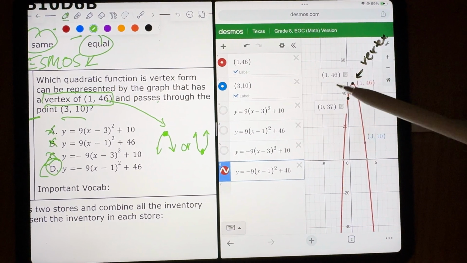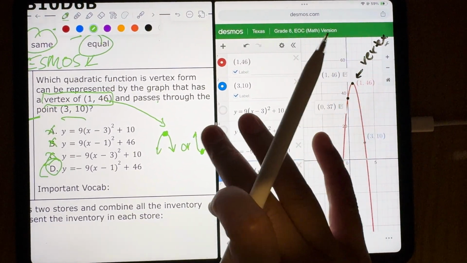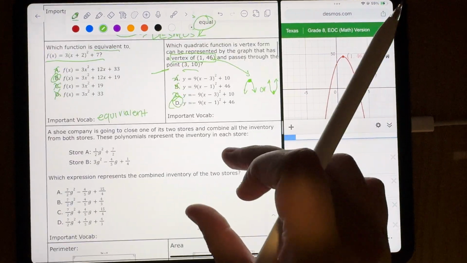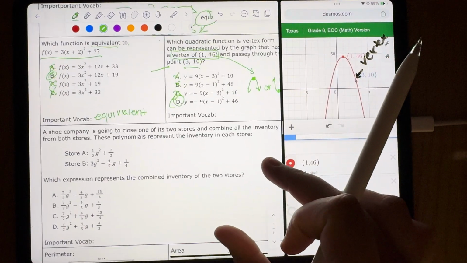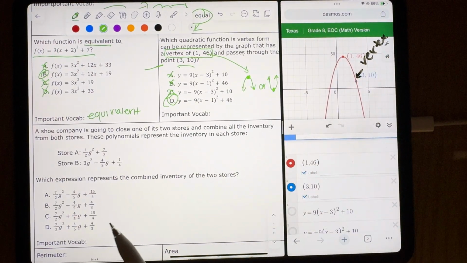This is why you should be using your expo marker. All right, enough of that. Let me go on to the next question. This one is a little bit different, but we're going to try it.